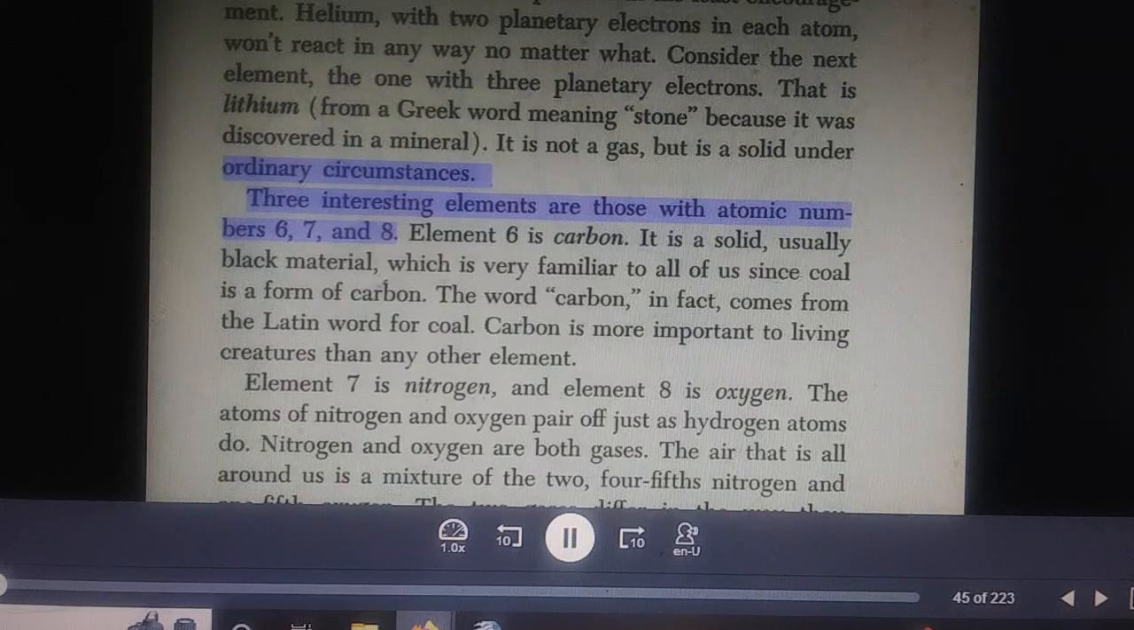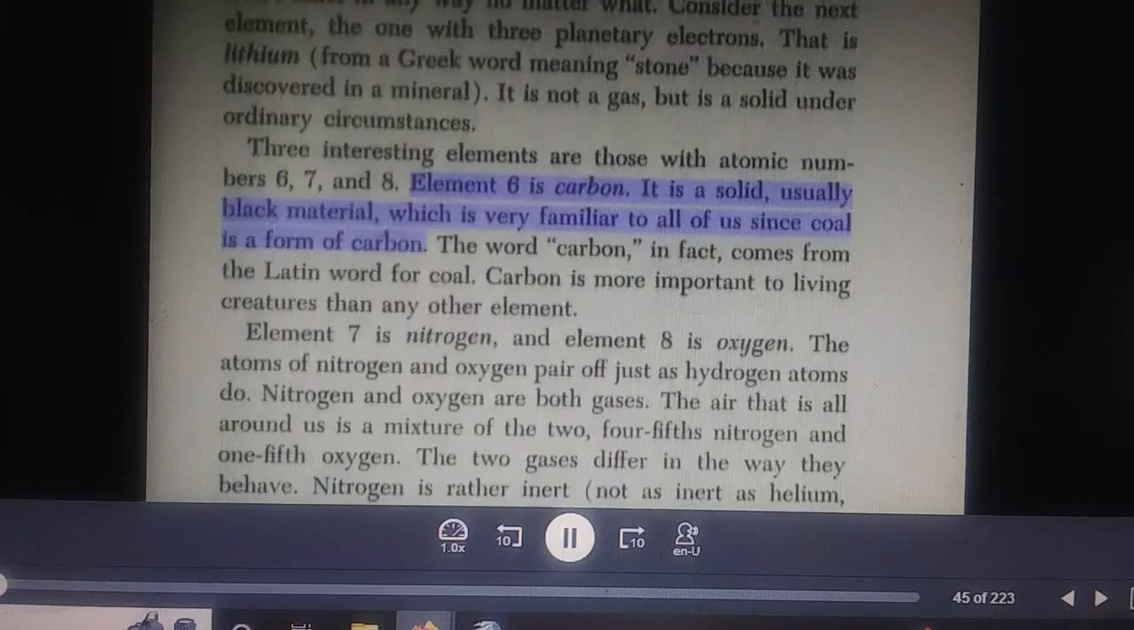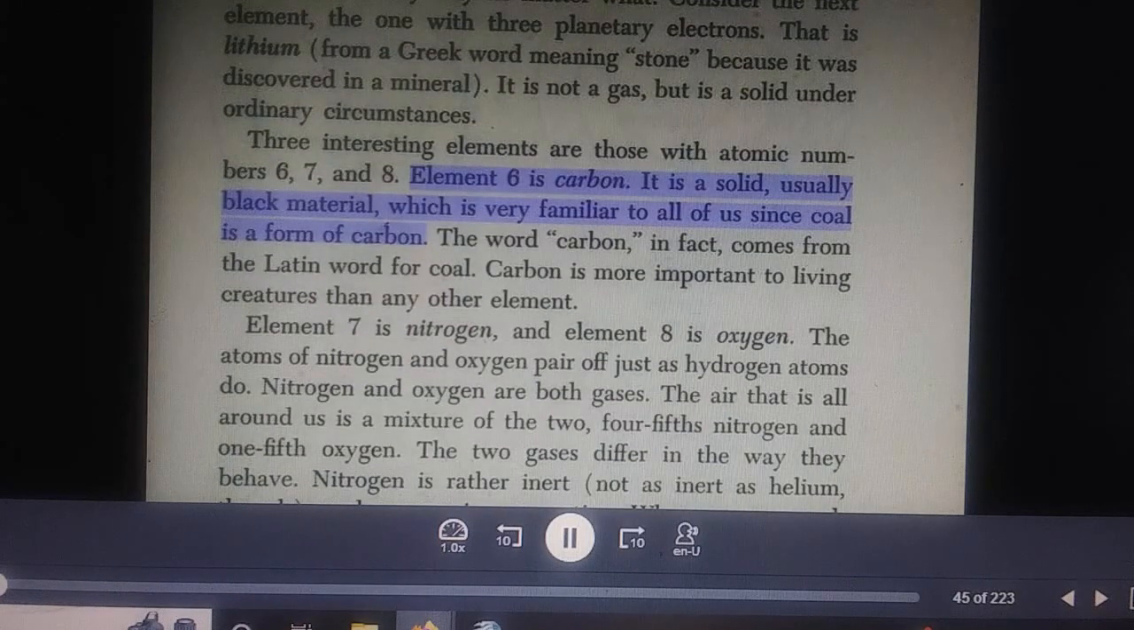Three interesting elements are those with atomic numbers 6, 7, and 8. Element 6 is carbon. It is a solid, usually black material, which is very familiar to all of us since coal is a form of carbon.